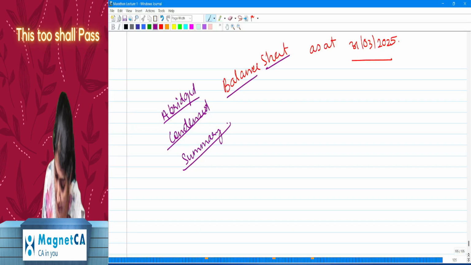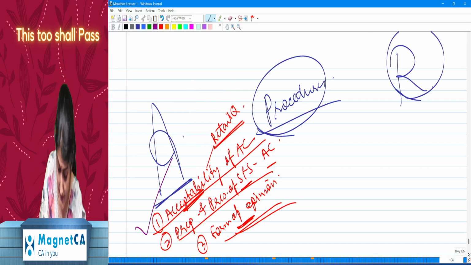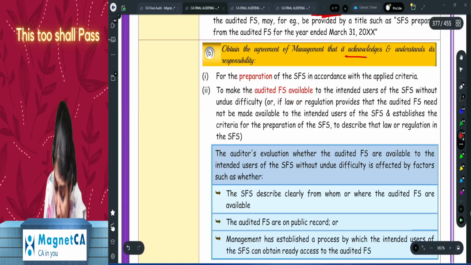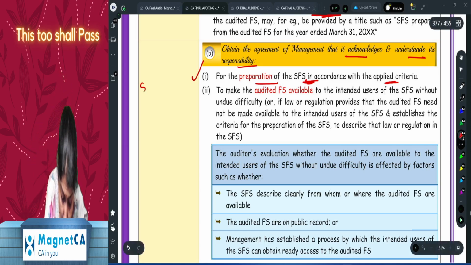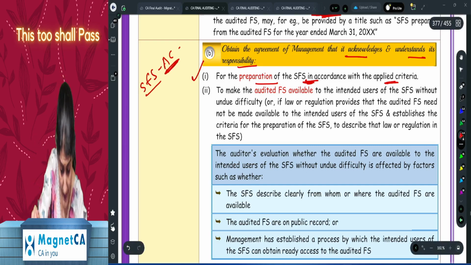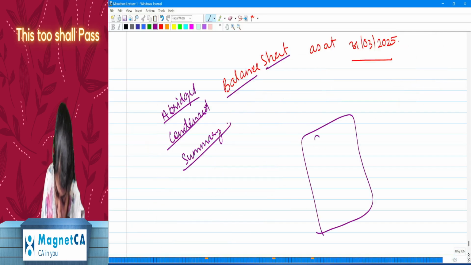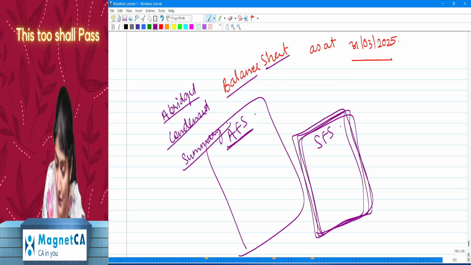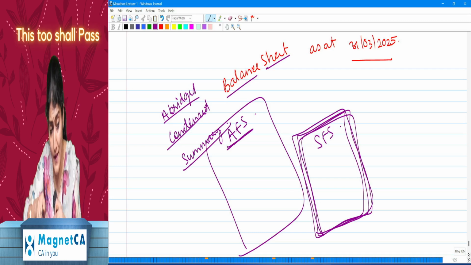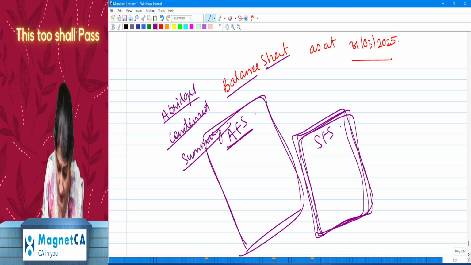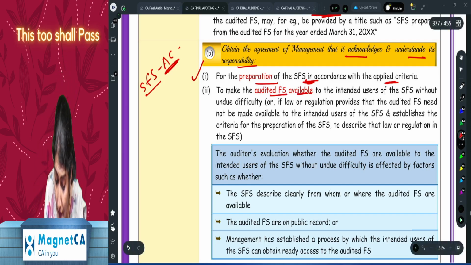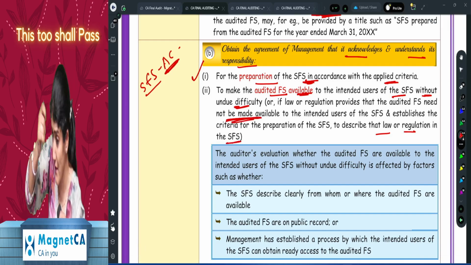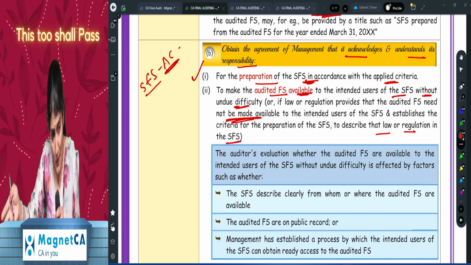So what is the first condition for accepting the engagement? The acceptability of the applied criteria. Then what is the second condition? Agreement of the management that it understands its responsibility for preparation of summary financial statements in accordance with the applied criteria. So who is responsible for preparing the summary as per applied criteria? Management. Then these summary financial statements are prepared from the complete audited financial statements. Now, to the users of the financial statements, you are giving them the summary. But if some user of the summary wants to refer to the audited financial statements, it says management, it is your responsibility to make the audited financial statements available without undue difficulty, unless law or regulation says that they need not be made available. Right? So one responsibility of management is to prepare the summary as per the applied criteria.